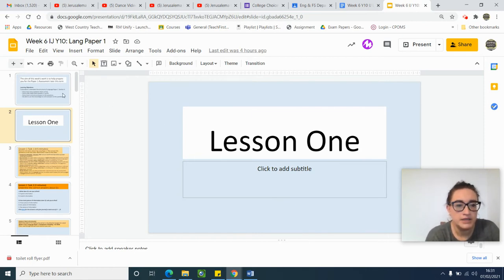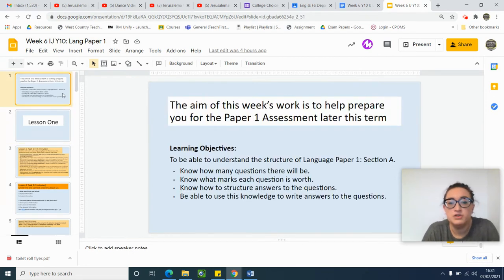So learning objectives for today. We want to know the structure of language paper 1, how to answer it, remind ourselves of PEA, quite short, brief analysis, and think about how many points we need to include in each answer, depending on what the answer is worth. So we want to understand how many questions there will be, know what marks each question is worth, know how to structure answers, and be able to use this knowledge to write answers to the questions.